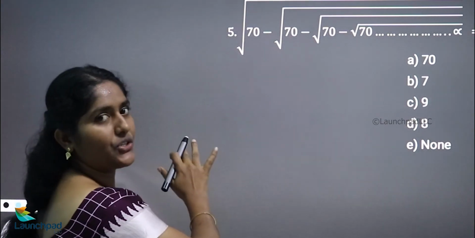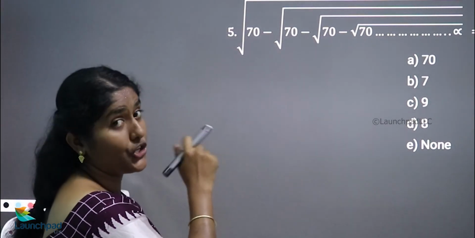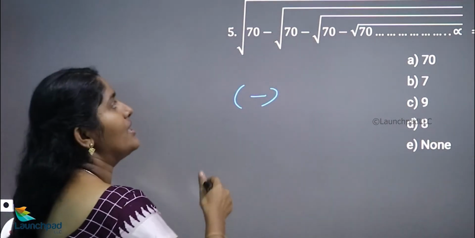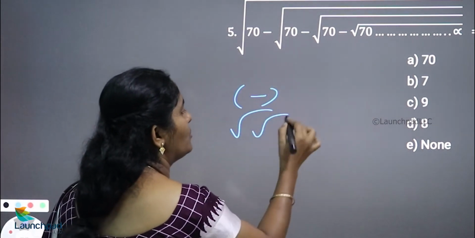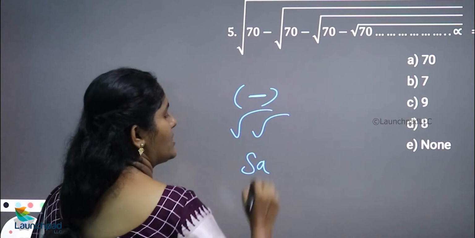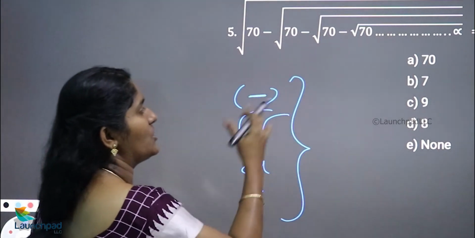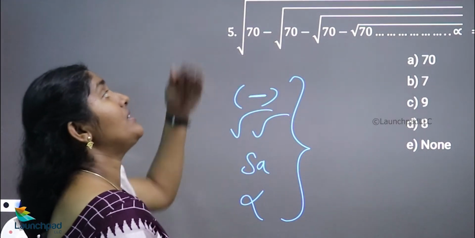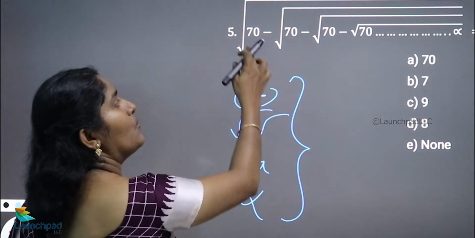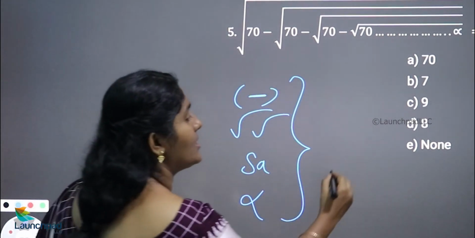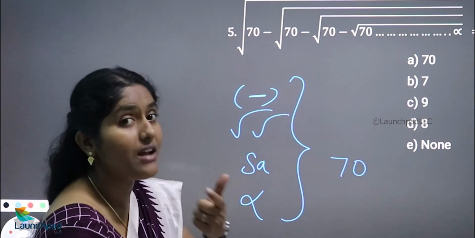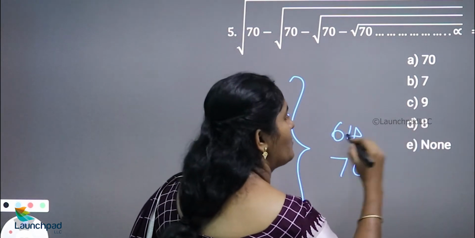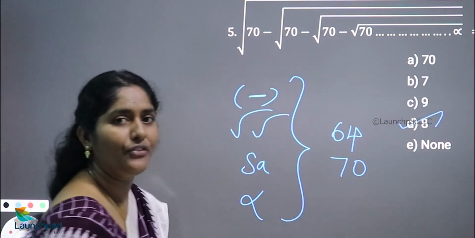The previous question was an addition operation. In this question we have a minus operation, subtraction. So if you are facing multiple roots of the same number, a minus operation and an infinity symbol, I can directly tell you the shortcut for finding the answer. What is your number here? 70. What is the previous number? That number should be a square answer. 64. 8 square value is 64.